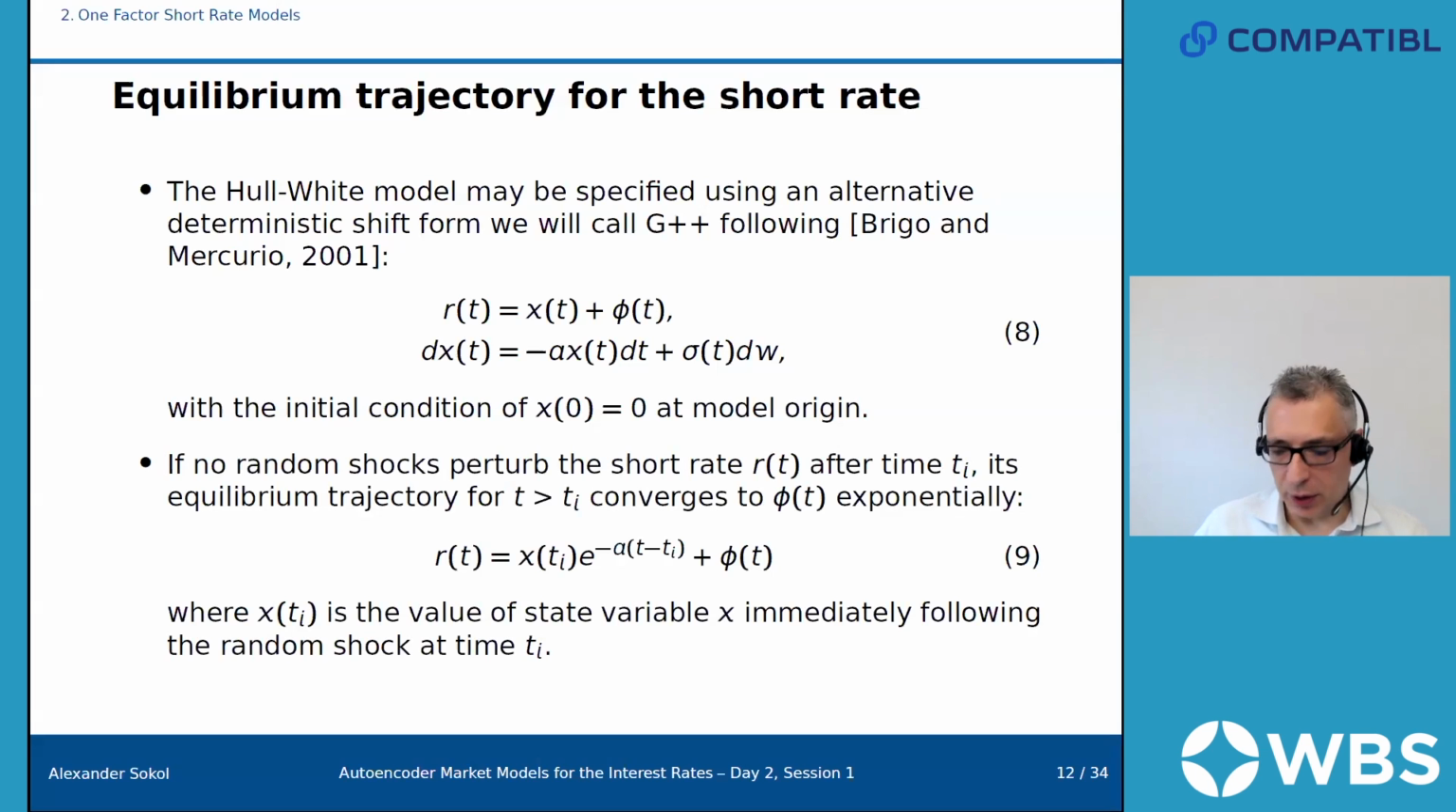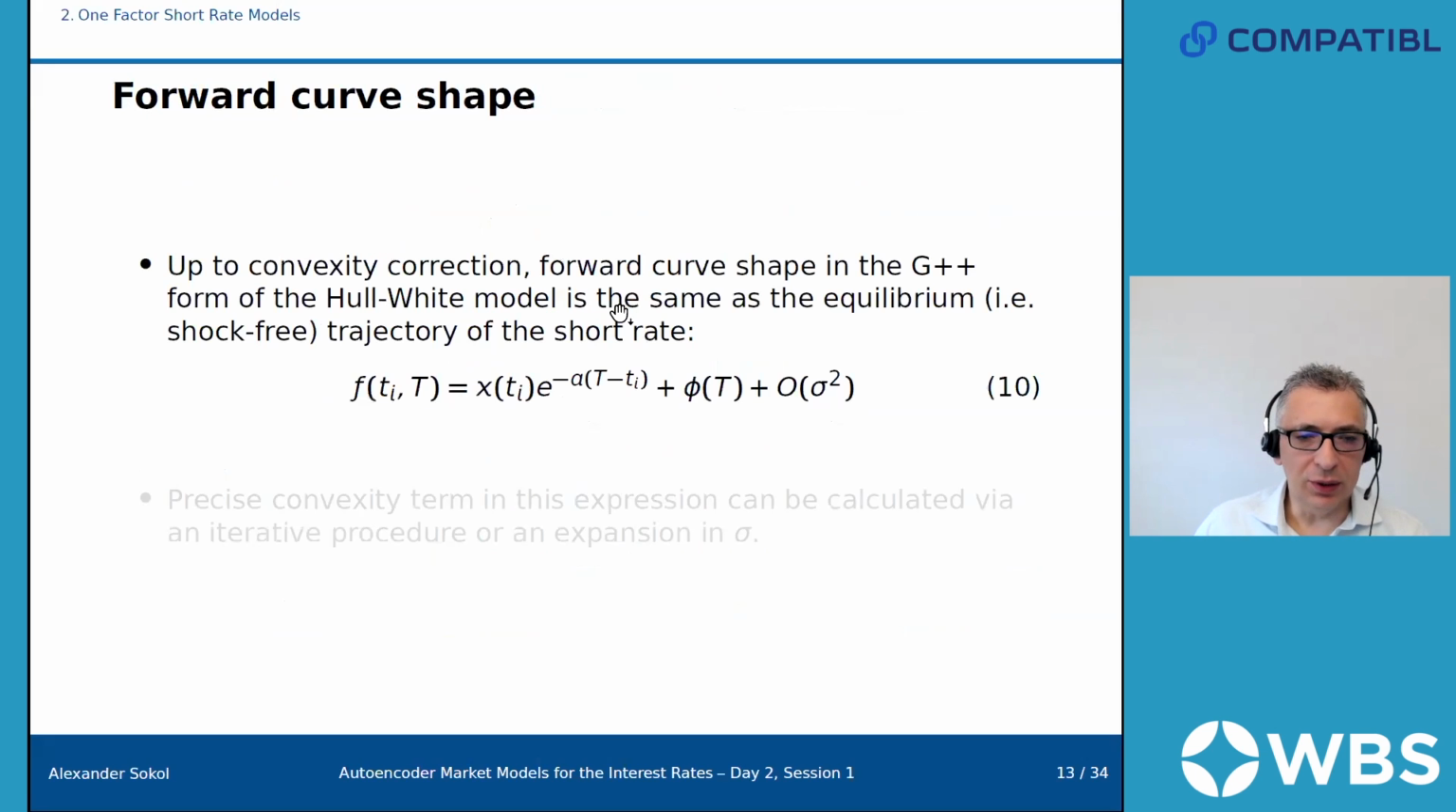Right, okay, so the trajectory of r in the absence of random shocks after a certain time will be exponential convergence to phi. Okay, so now let's think about the instantaneous forward rate. It turns out that, up to convexity correction, the forward curve shape, actually not just in the G++ form of the model but generally, is the equilibrium trajectory of the short rate. So in other words, imagine that you have no volatility.